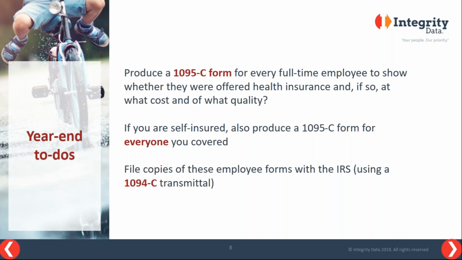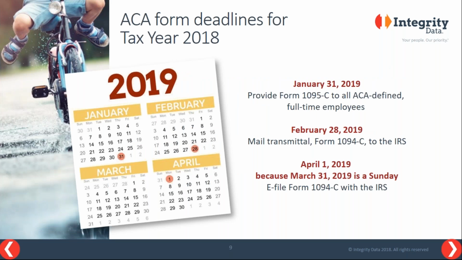Let's translate this to 2018 reporting. So the tax year 2018 deadlines are as follows. January 31st, 2019, that's the date that you must provide Form 1095-C to all ACA-defined full-time employees. Then the next deadline is February 28th, 2019. This is the deadline for the mail transmittal Form 1094-C to the IRS. Then the last deadline is April 1st, 2019, because March 31st, 2019 is a Sunday this year. So this is the deadline to e-file Form 1094-C with the IRS.